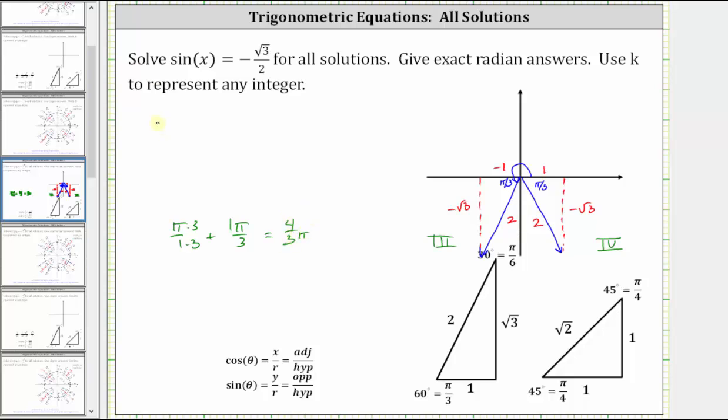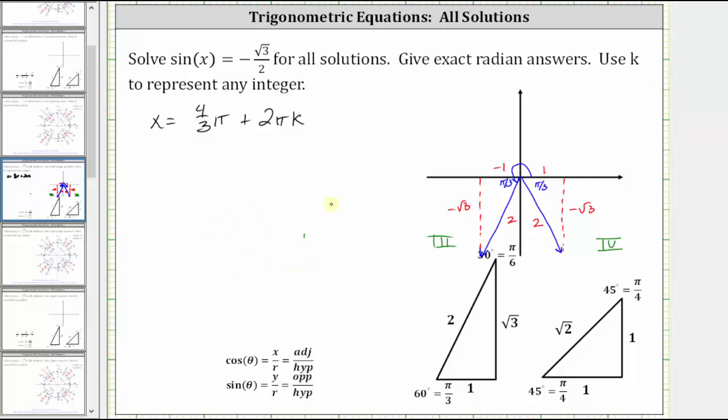So let's start with x equals 4/3 pi radians, but then again, any angle coterminal to this angle would also give a sine function value of negative square root 3 divided by 2. To find all the coterminal angles, we add multiples of 2 pi radians, and therefore we add 2 pi k, where again k represents any integer.